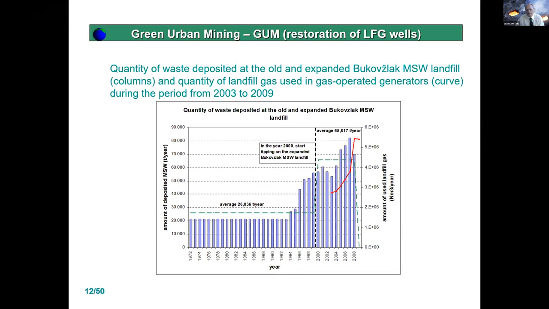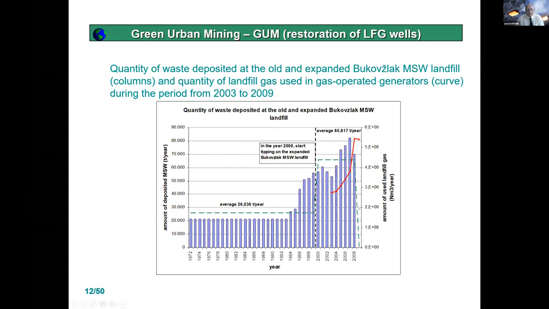I'm showing here one case. Together with colleagues from Germany, Technische Fachhochschule Bochum, we started in 2014 a common project where we tried to implement technology for restoration of damaged landfill gas wells, which cause the problem of extracting the landfill gas from the landfill body.